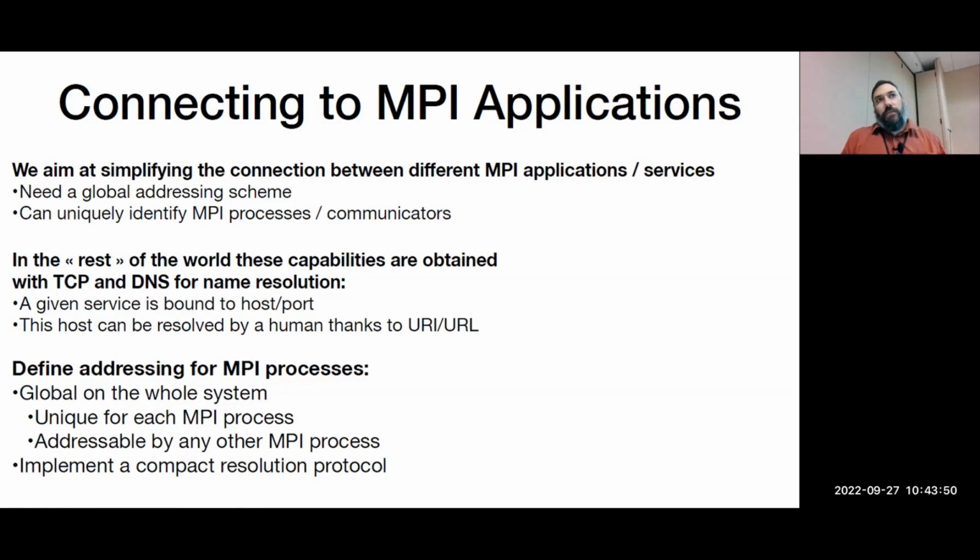In the rest of the world, these capabilities are obtained with TCP and DNS for name resolution, basically using a URI or a URL that a human can recognize. Here, our goal is really to define an addressing for MPI processes that is global on the whole system, unique for each MPI process, and addressable by any other MPI process.